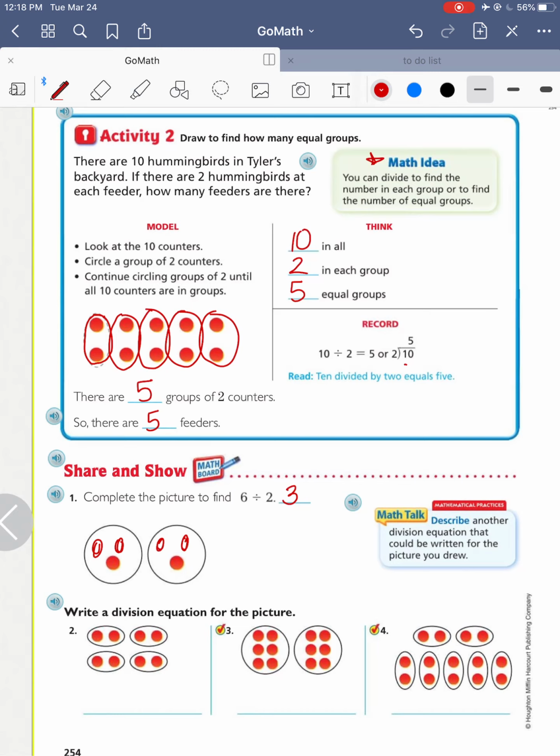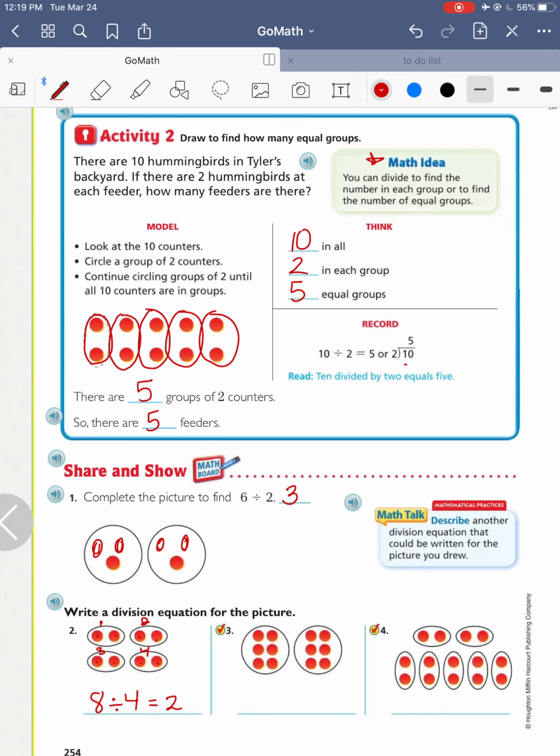All right, write a division equation for the picture. So first, we need the total number of counters. So count up the red dots. 1, 2, 3, 4, 5, 6, 7, 8. 8 counters divided into how many groups? So how many black circles are there? 1, 2, 3, 4. 8 divided by 4 is, and then how many are in one of the groups? There are 2 red counters in each group.